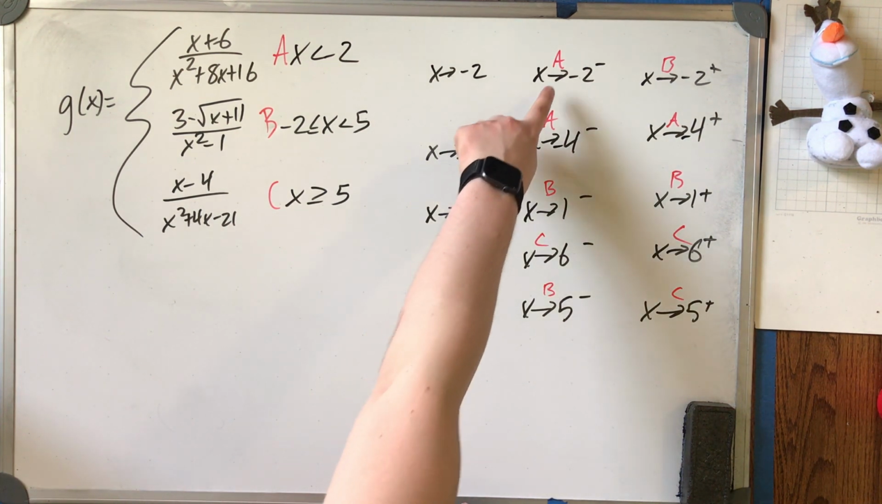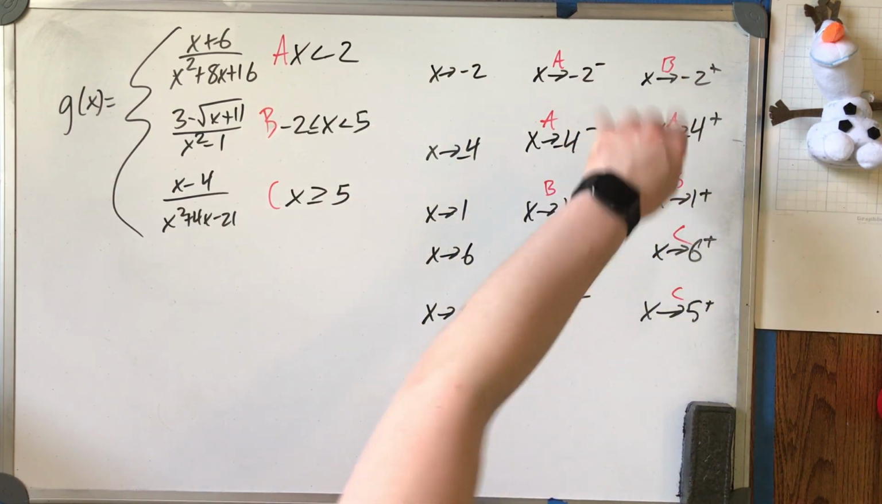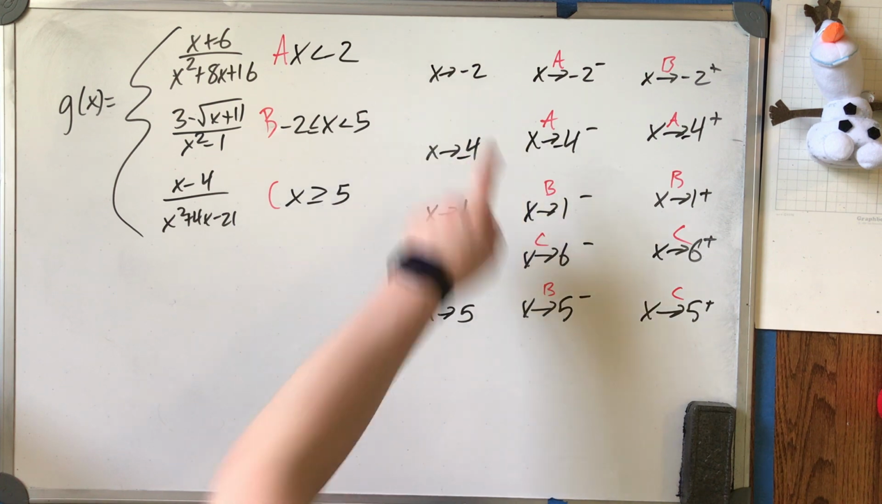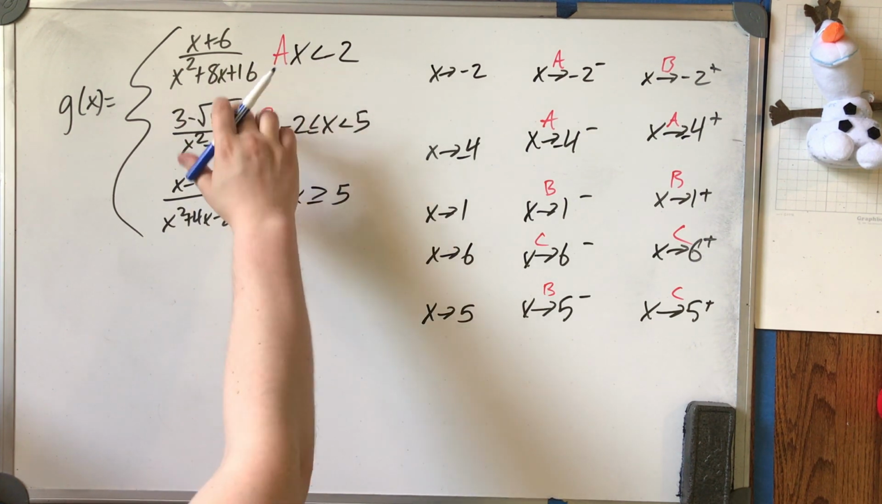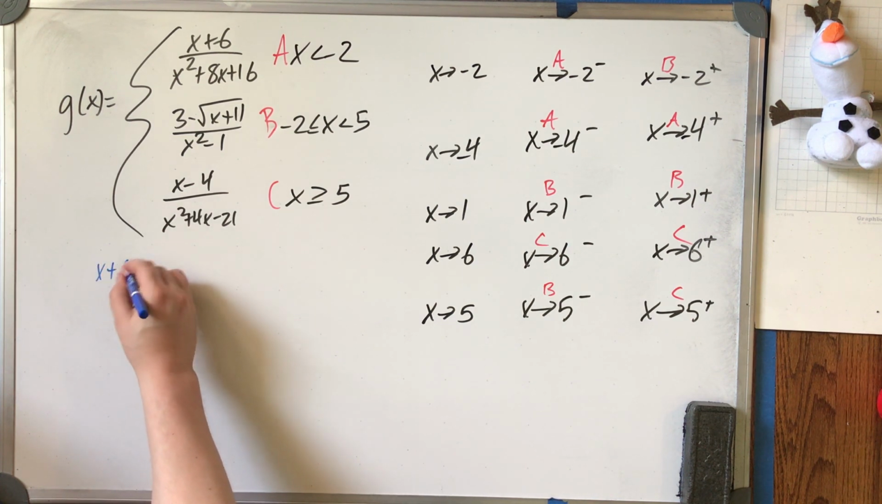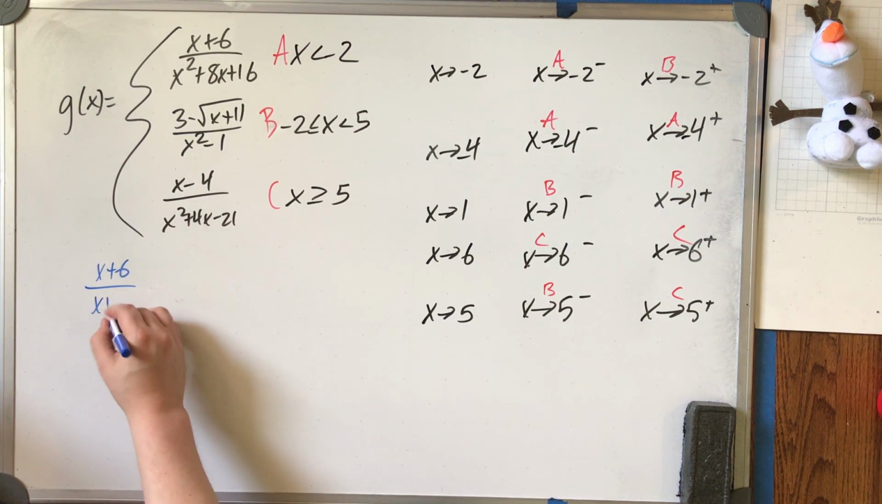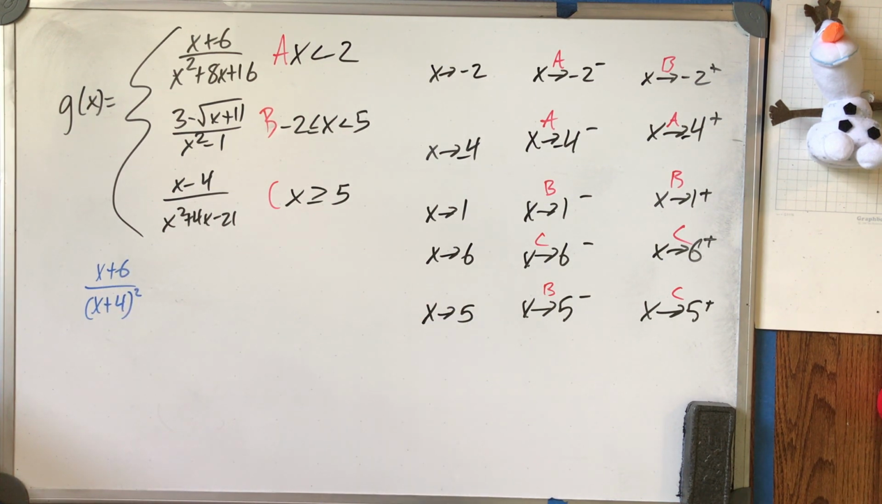I'm going to start with this guy right here. Remember, I can't do any of these until I've already done these. By definition, these two have to be equal for this one to exist. So if I start over here with -2, what I would normally do is see if I can direct substitute, but I'm just going to simplify this one first real quick. So I'm going to have x plus 6 over, and that's actually x plus 4 squared. I just wanted to do that to make sure that nothing weird was happening.